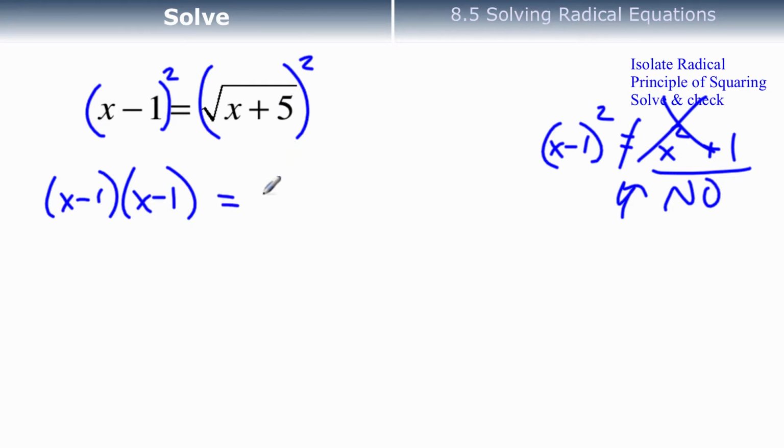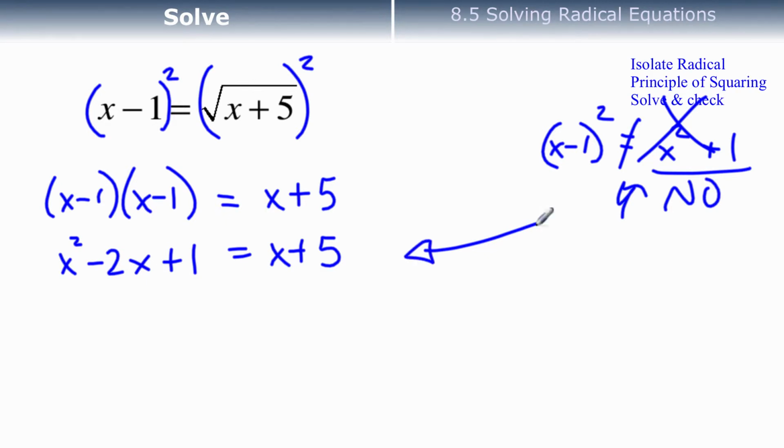Is equal to, square of that is x plus 5. Okay, so FOIL it out. x squared minus x minus another x is minus 2x. Minus 1 times minus 1 is a positive 1. Is equal to x plus 5.